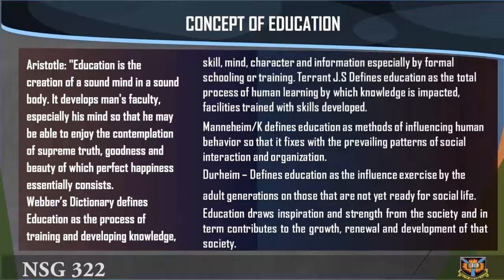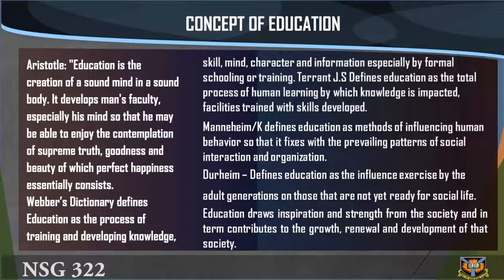Webster's dictionary defines education as the process of training and developing knowledge, skill, mind, character, and information, especially by formal schooling or training. Terence J. Hess defined education as the total process of human learning by which knowledge is imparted, faculties trained, and skills developed.